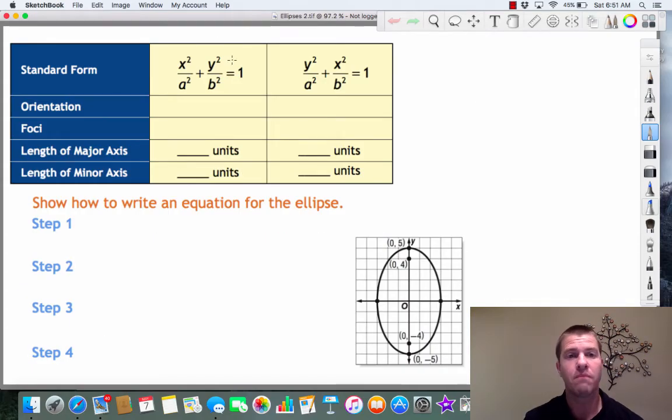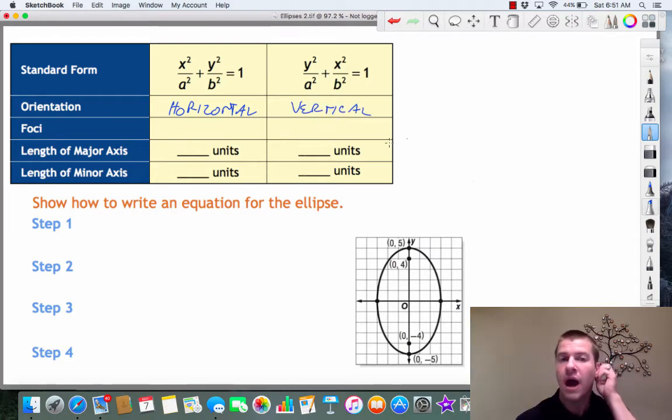You have your parent function one here, where nothing is shifted. The only difference from a circle is that the x squared and y squared are being divided by something. And you have that a squared and b squared. And you see the difference between this. This is when it is horizontal, and this is when it's vertical. I know these look very similar. The only difference is this is x squared over a squared, and this is y squared over a squared.